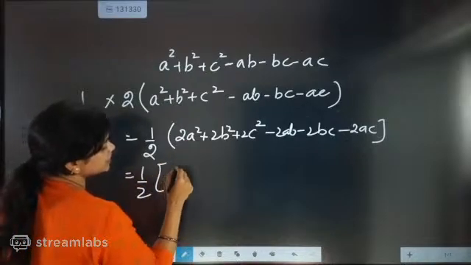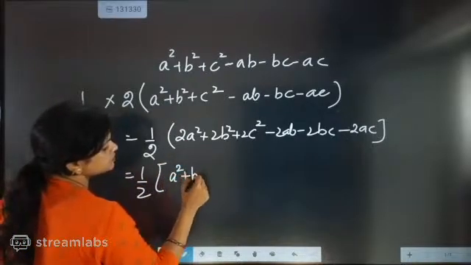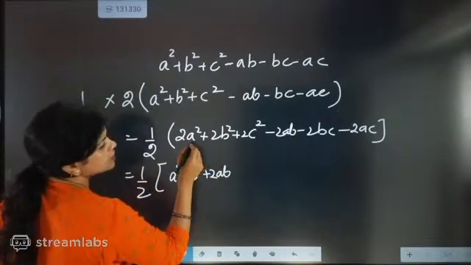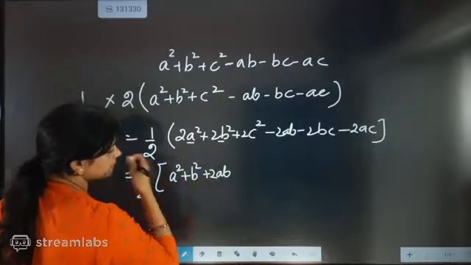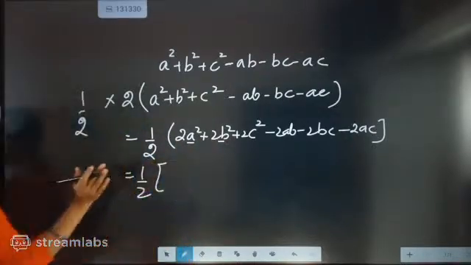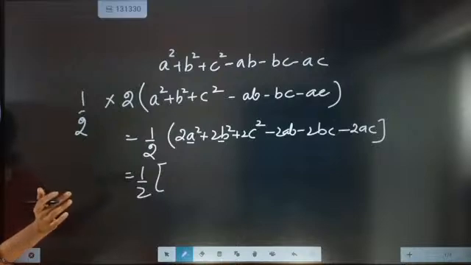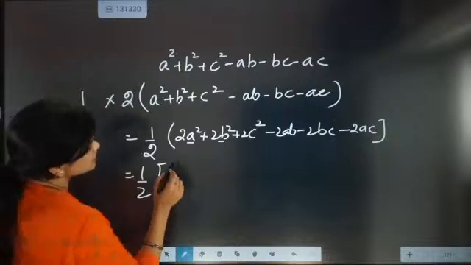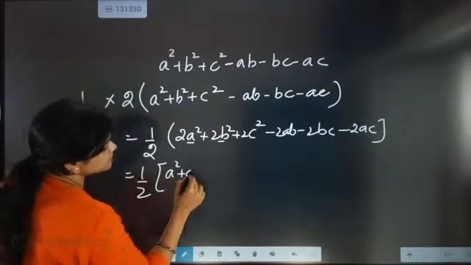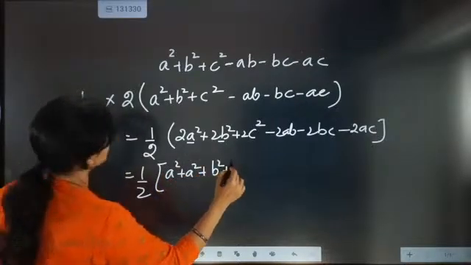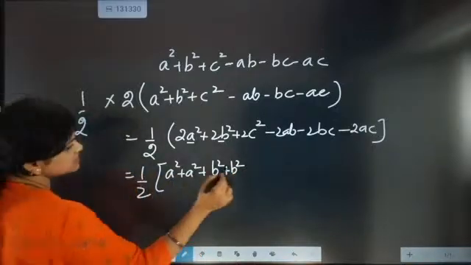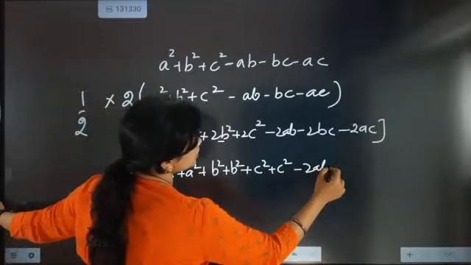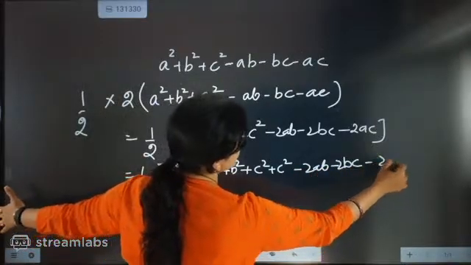Now one time I am taking a square plus b square. So a square plus b square can be written as a square plus a square, it can be written as b square plus b square, it can be written as c square plus c square, and then minus 2ab minus 2bc minus 2ac.